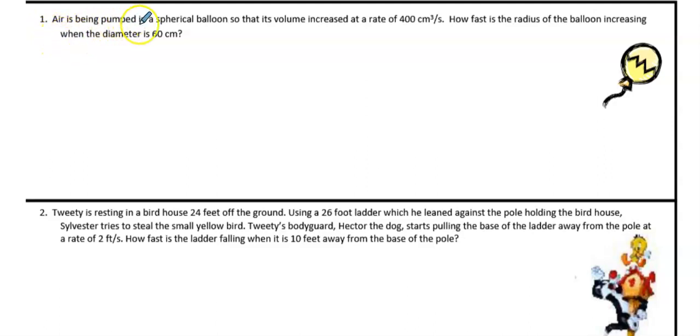It says air is being pumped into a spherical balloon so that the volume increases. I look at 2 words right there that just stood out to me. Air is being pumped into a spherical balloon so that its volume increases at a rate of 400 cubic centimeters per second. So I want a volume of a sphere, right? That's pretty much what I'm thinking I need to do. How fast is the radius of the balloon increasing when the diameter is 60 centimeters?